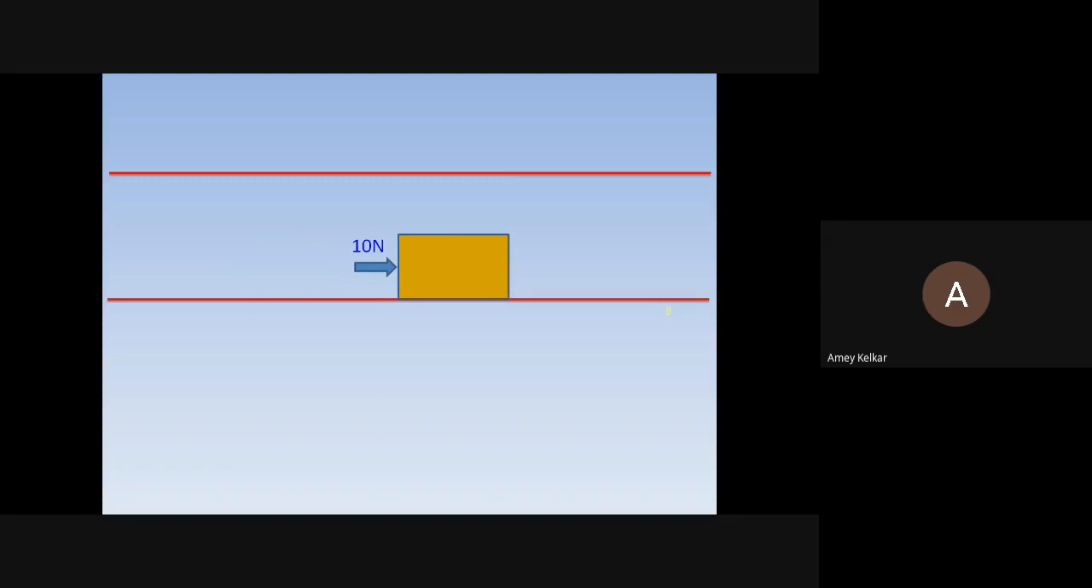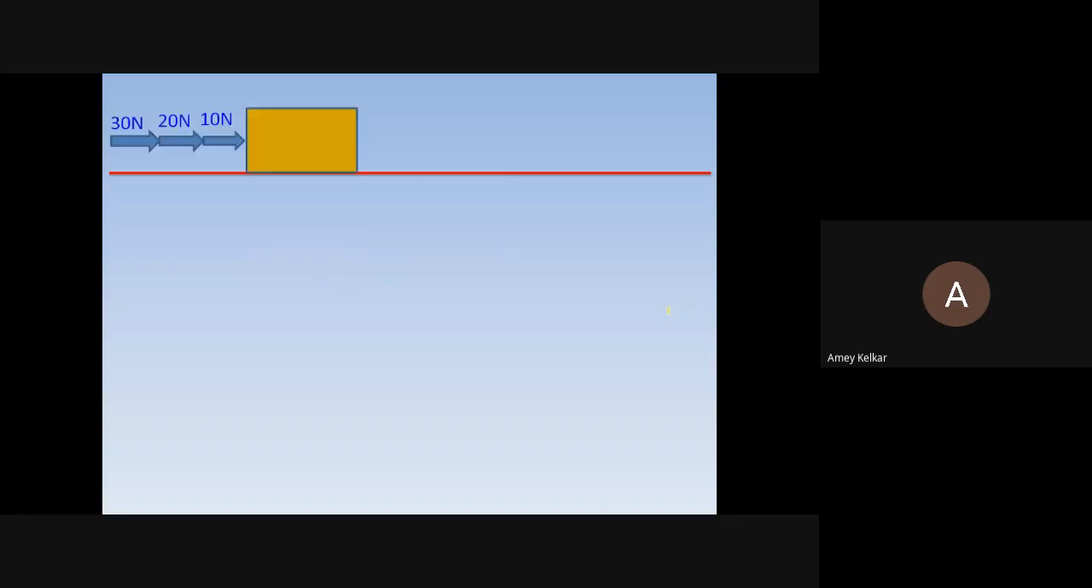It is doing its work. The box is moving, but I wanted to push the box outside, which was there in the previous case. Okay, so now when I come to this case, what's the scenario? 30 plus 20 plus 10. So this 60 Newton total force is able to push the box outside completely.